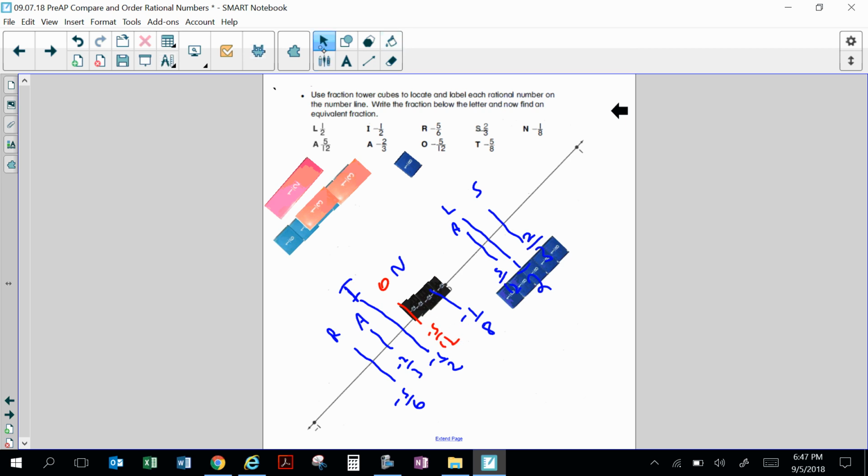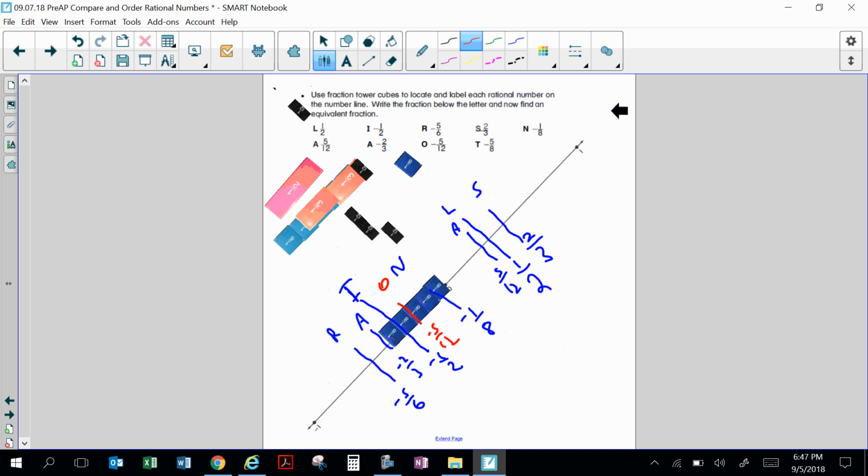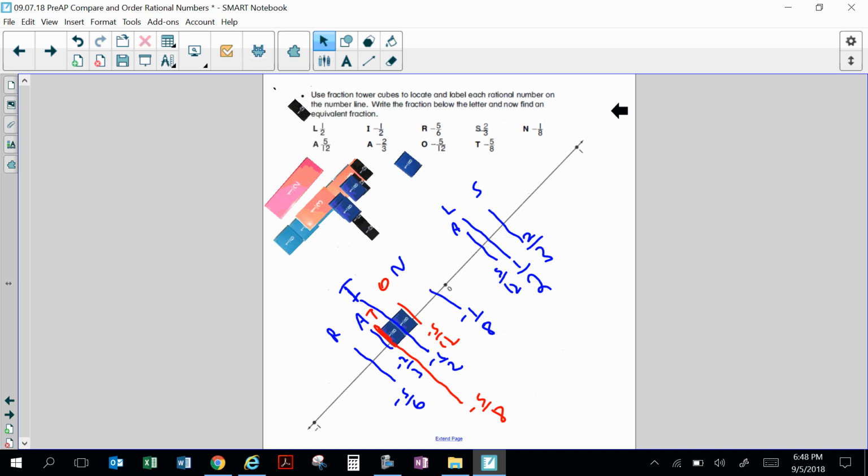And last but not least, negative 5/8. Let's take all these out. So negative 5/8 is going to be left of 0, and it goes right here. Let's mark it. It goes right here, and that's T. Let's take this away. So what we just did is we put fractions from least to greatest using negatives. As you can tell, negative 5/6 is the least of all, and 2/3 is the greatest.